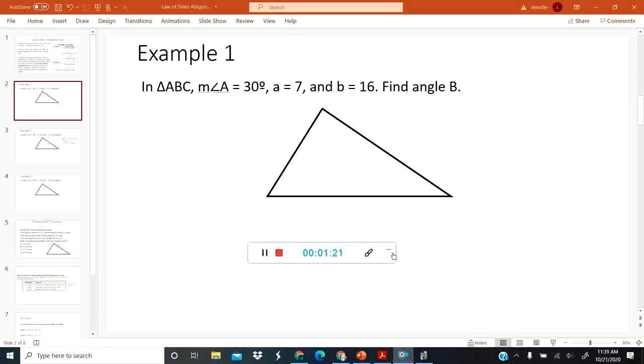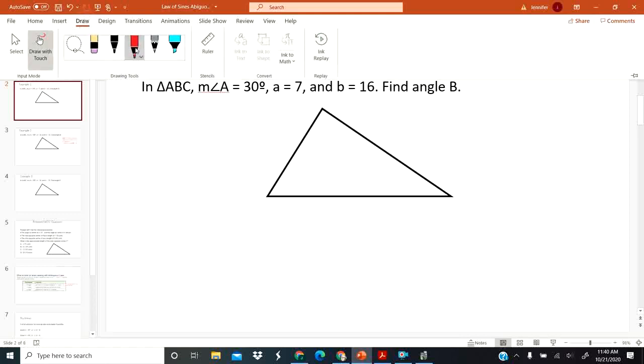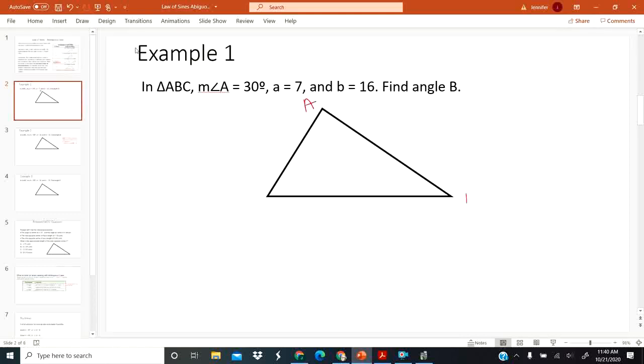So here's our first example, and we're just going to go through and see what happens as we're trying to solve this problem. So we have triangle ABC, so let me label out A, B, and C. And then it tells us angle A is 30 degrees, so this is 30 degrees. The side across from angle A is 7, and the side across from angle B is 16.